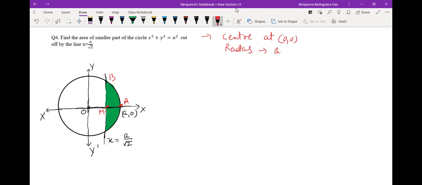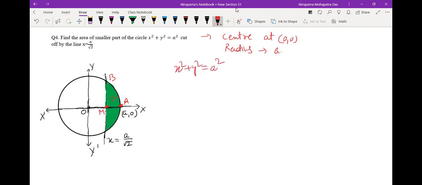So this line MB is x equal to a by root 2. It means at M, x equals a by root 2, and at A, x equals a. So the limits of integration are from a by root 2 to a. We can find the area of the upper portion and multiply by 2 to get the whole portion, because the figure is symmetric. Now we can write x square plus y square equal to a square.